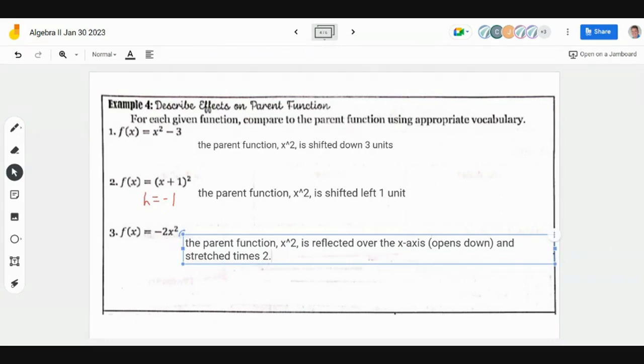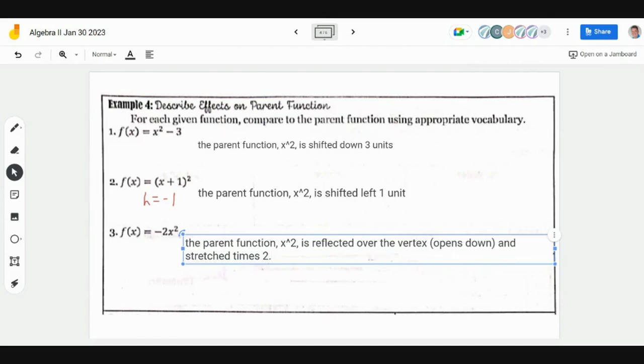Instead of 3, 9, it's going to be 3, 18. Instead of 2, 4, it's going to be 2, 8. All those points are going to be stretched times 2, and it's going to be opening down or reflective of the x-axis. In this case, and then I guess I really should say it doesn't always reflect over the x-axis. It reflects over wherever the vertex is. Reflected over the vertex.